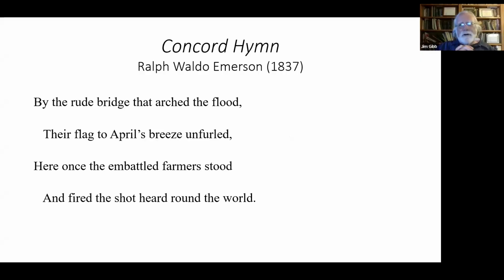By the rude bridge that arched the flood, their flag to April's breeze unfurled. Here once the embattled farmers stood and fired the shot heard round the world.